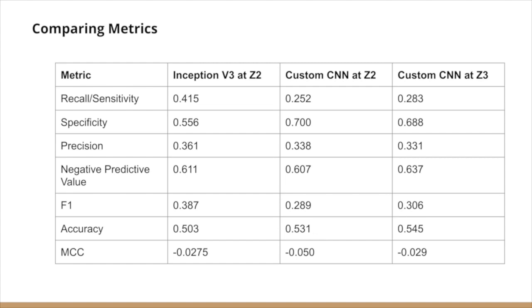All 3 models have precision at about 33%, which means that of all positive tumor patches predicted, 33% of them do not actually contain tumor. In the same vein, negative predictive value falls around 61%, which means that of all the negative patches predicted, 61% of them actually do not contain tumor. This is definitely a cause for concern.